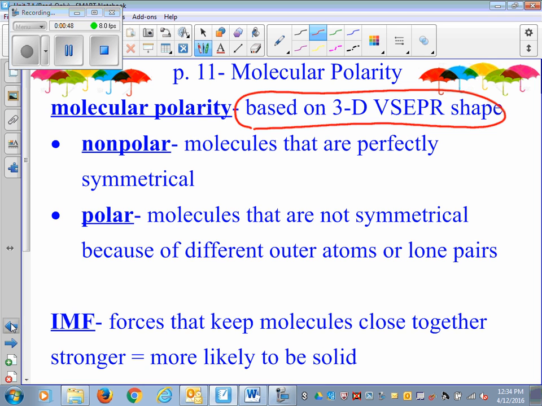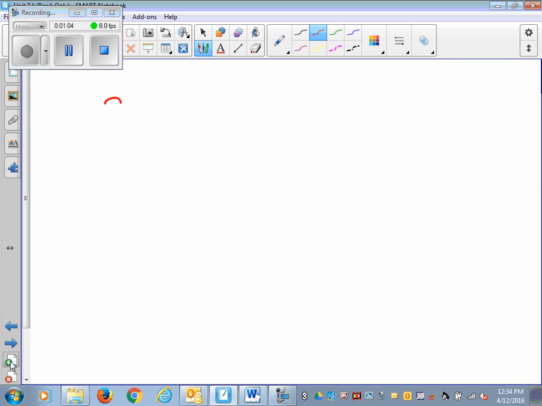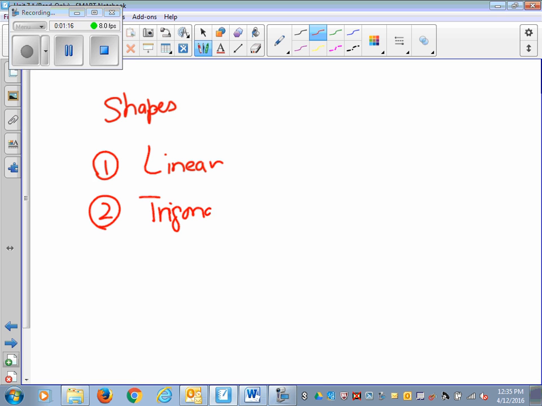The molecular polarity I just discussed here, I basically call bond polarity. Is this bond polar or non-polar? But molecular polarity is a different thing. Do you remember shapes? We learned about 5 different shapes. We have linear, trigonal planar, trigonal pyramidal, bent and tetrahedral.